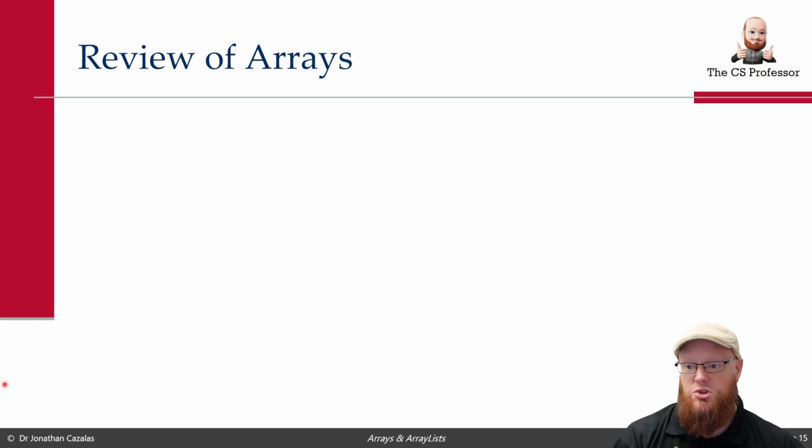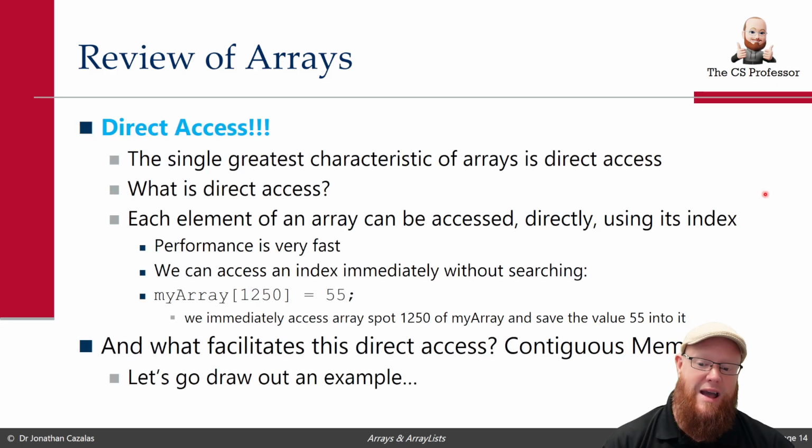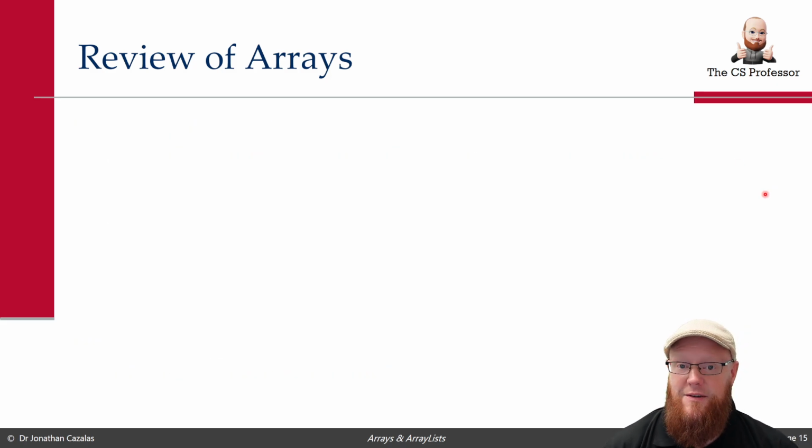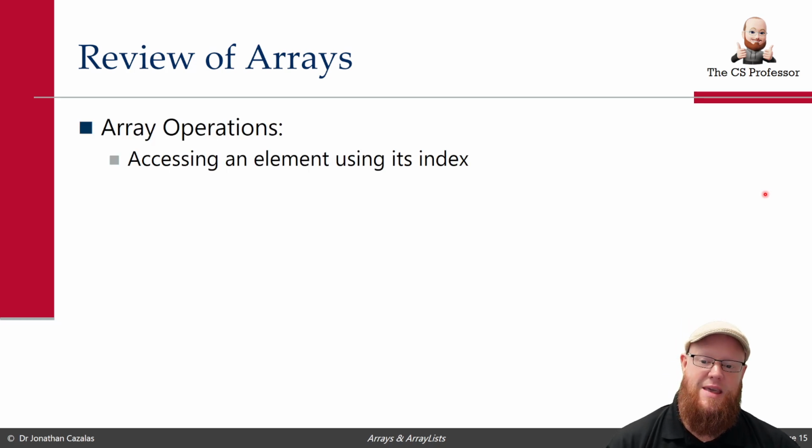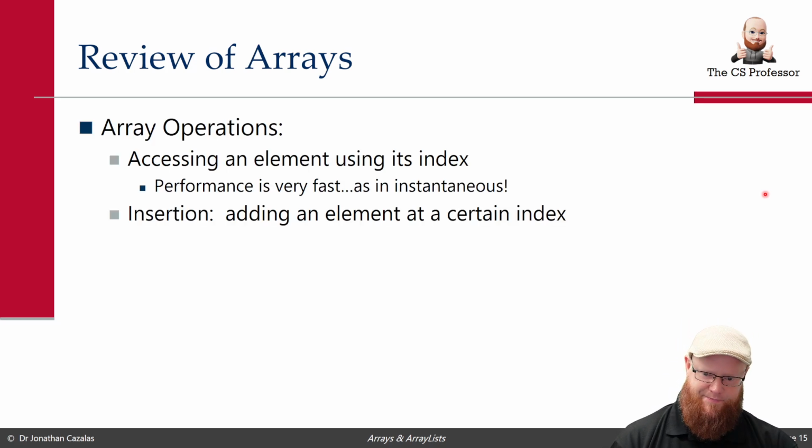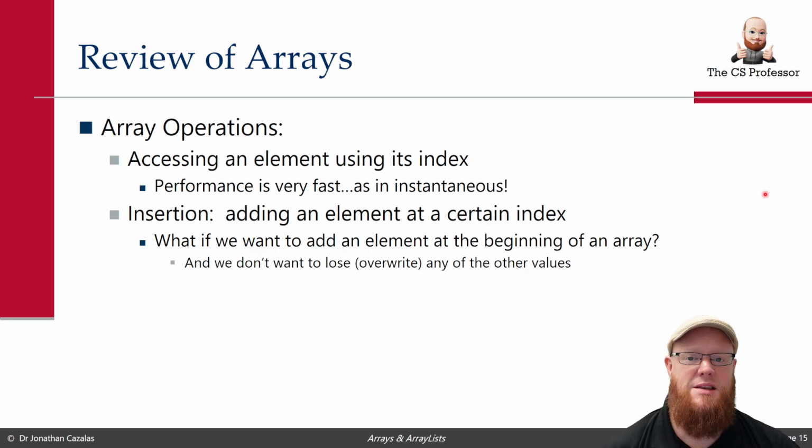and that's how we get direct access. So it's super important when we talk about what is the most important characteristic of an array. It's direct access. Well, what really gives you that direct access is contiguous memory. So accessing elements in an array is super fast. We can insert an element into the array instantaneously.